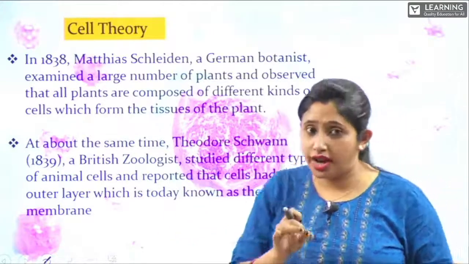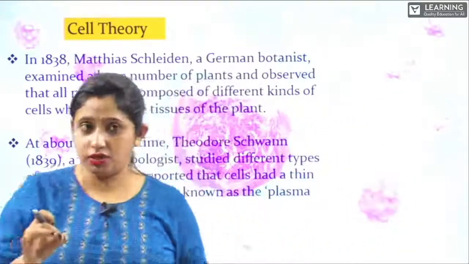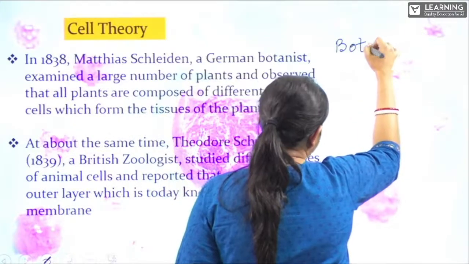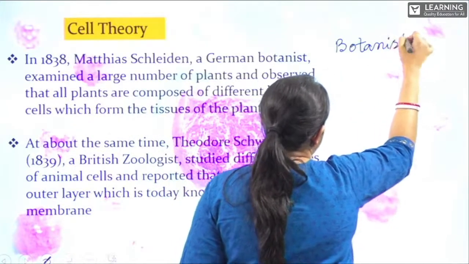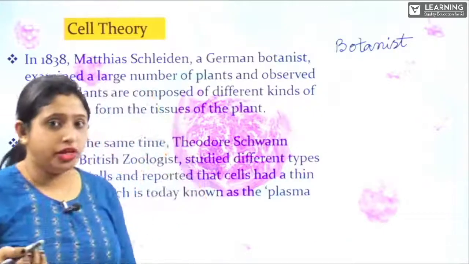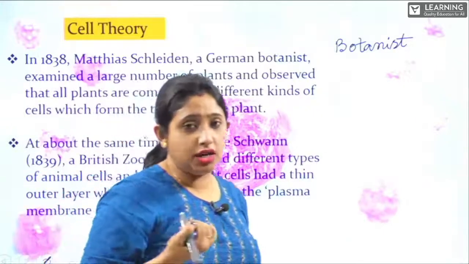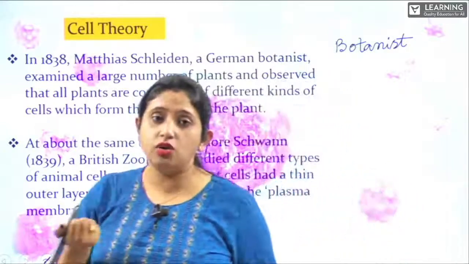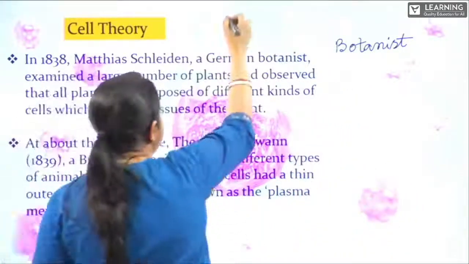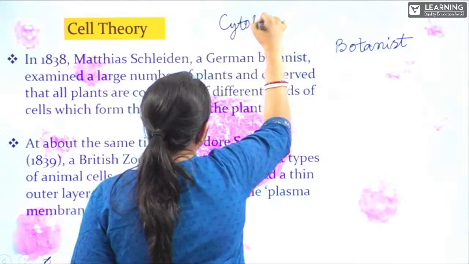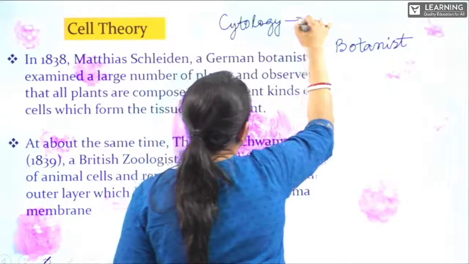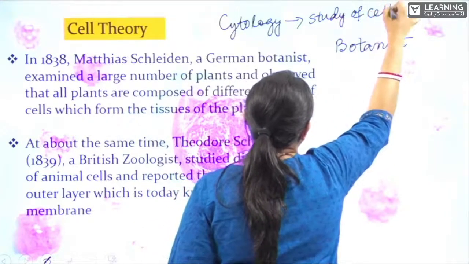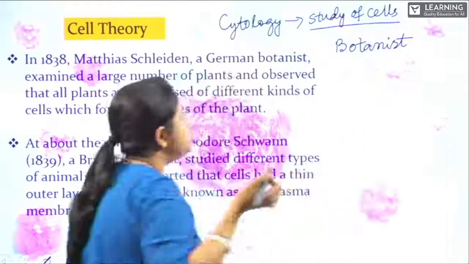There were two scientists. One was a botanist. Now, what is the study of the cell called? The study of the cell is known as cytology. Remember this. Cytology is nothing but the study of cells.